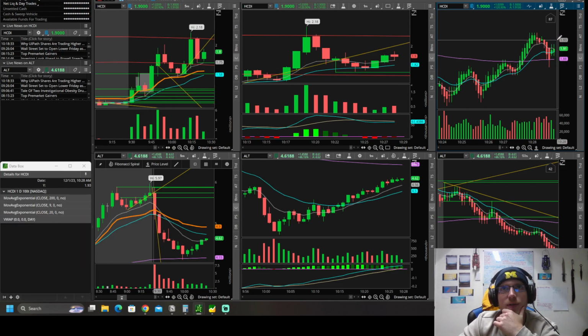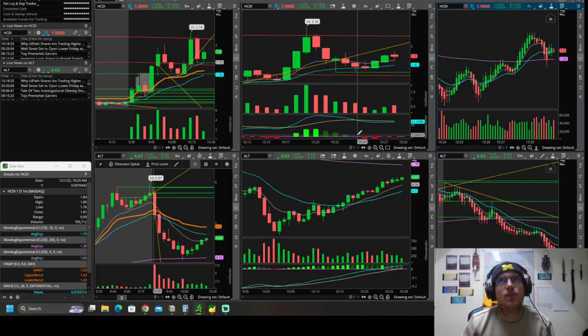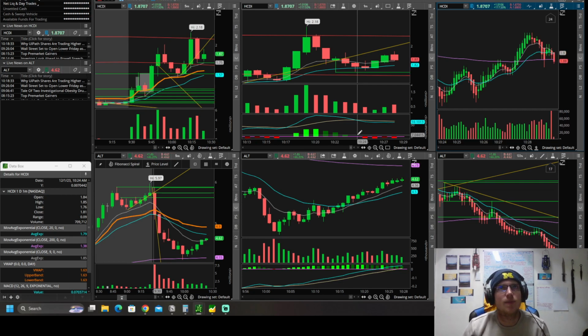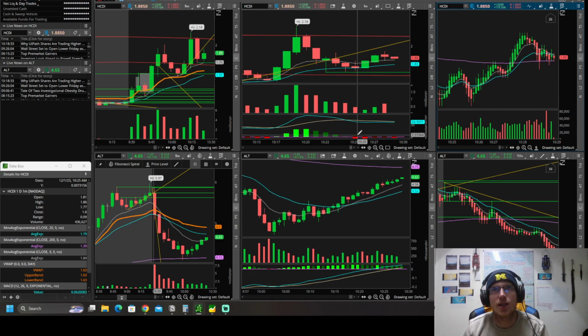So bounce 1. Ignore the pop. This is the full bounce 1, the test. Wait till it goes green. No green yet. Okay, there's a green. So bounce 1 is complete. Test 2. Wait till it goes green, and that's the entry. Let's see if it works.